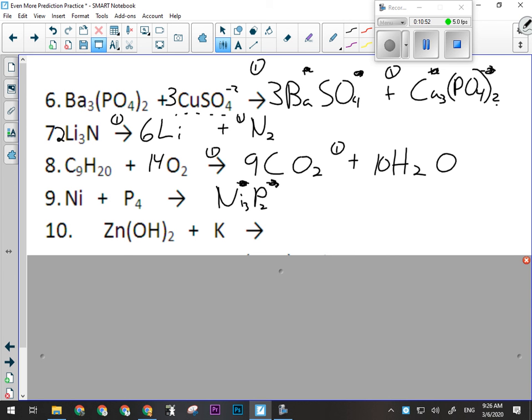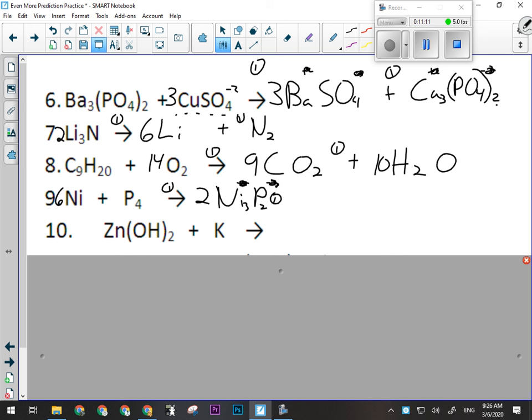Sorry, we got to balance it first here. So we've got 3 nickel. Sorry, we got to balance our phosphorus first. So we got to put a 2 here to balance our phosphorus, and then a 6 here to balance the nickel. So 6, 1, 2. Okay. So 1 mark for Ni3P2 and 1 mark for the balancing being correct.